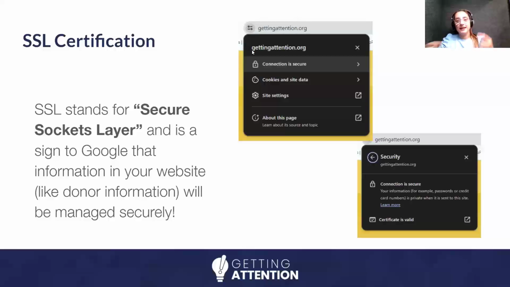There's a little icon that kind of looks like two lollipops on their side. If you click on that, you will see something, ideally, that says connection is secure. And if you click on that, again, it'll say security, connection is secure, and certificate is valid. That is how you tell if you have your SSL certification. Almost every website seems to have this by default, so this is not something that I usually see as a barrier to people.